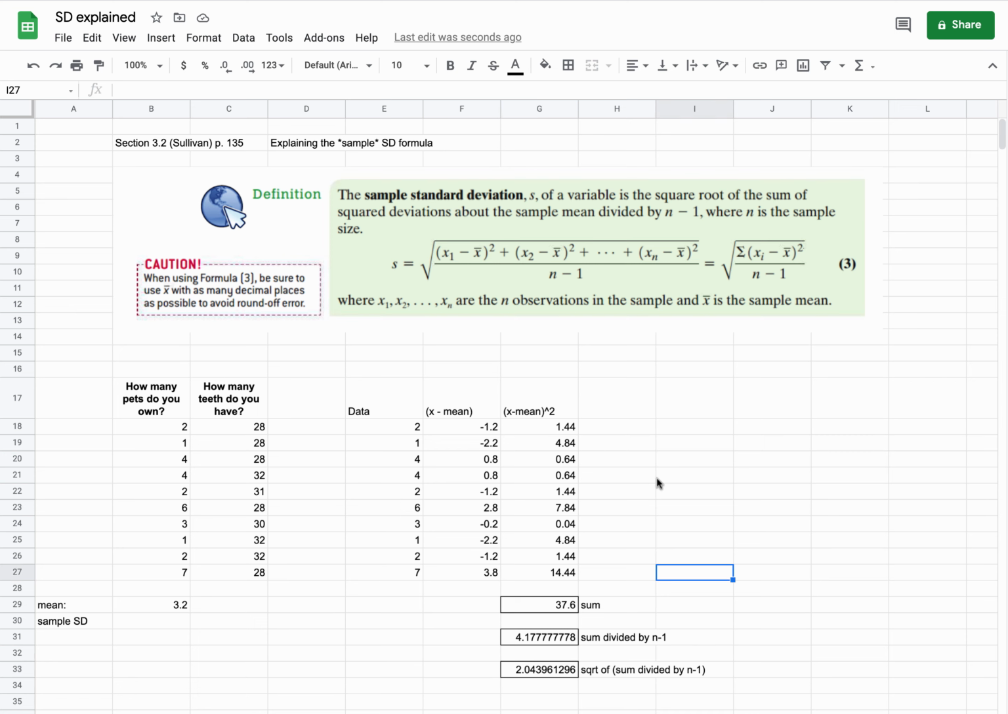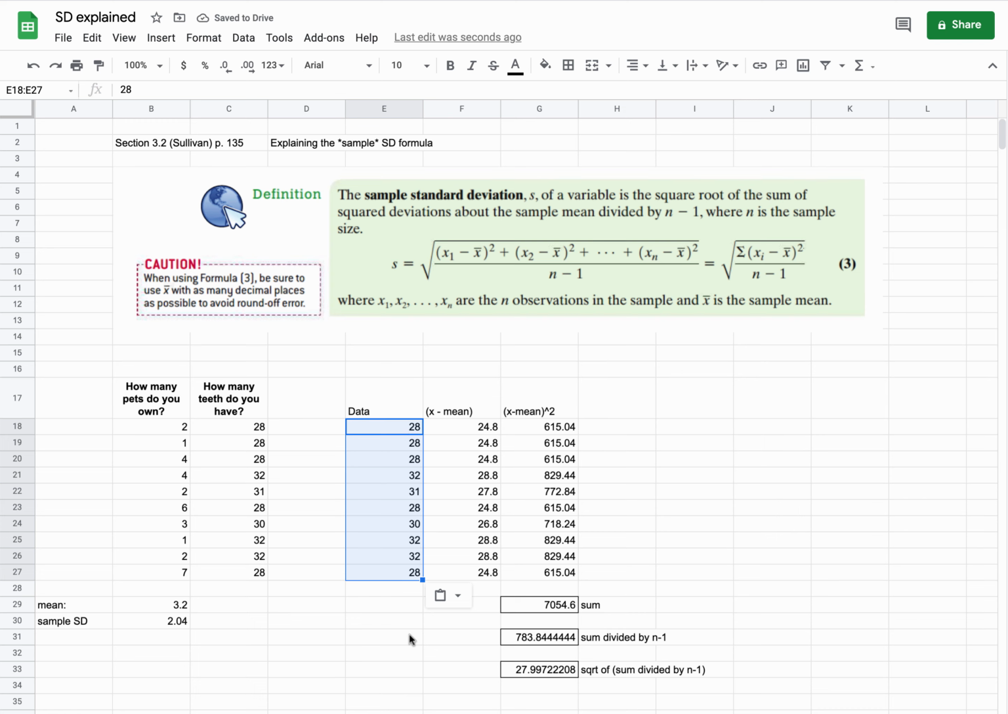Now, if I repeat this, I'm going to compare a standard deviation for a different data set. How many teeth do you have? So let's see, let's take the standard deviation and type it back in here, 2.04, just for reference. Now I'm going to take my teeth data, copy. I'm going to just paste it right over here.